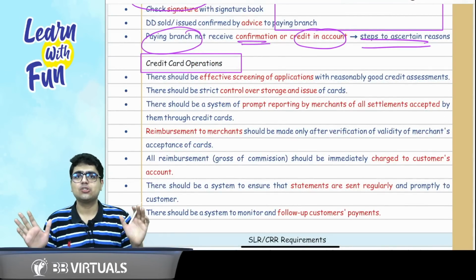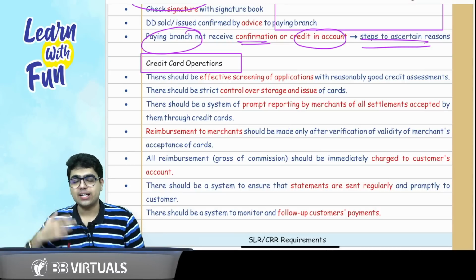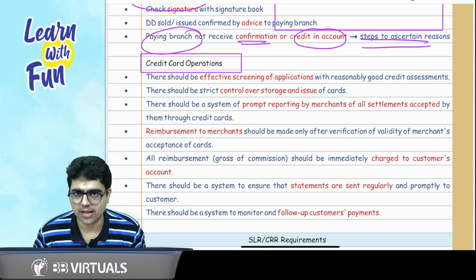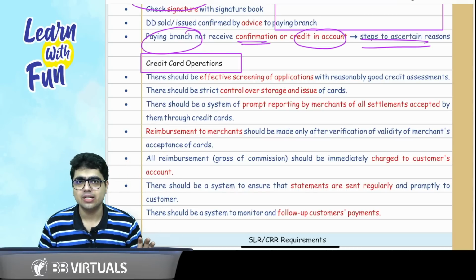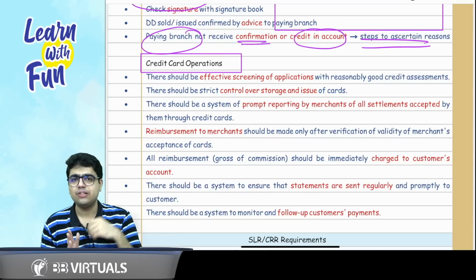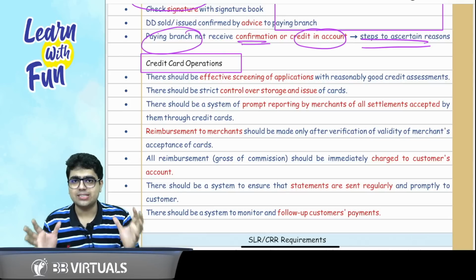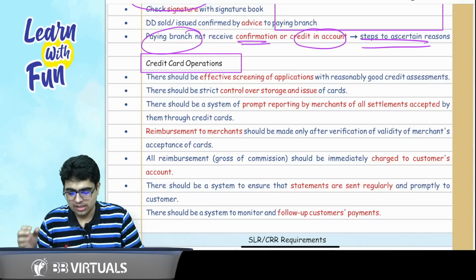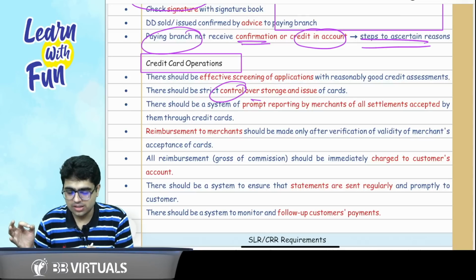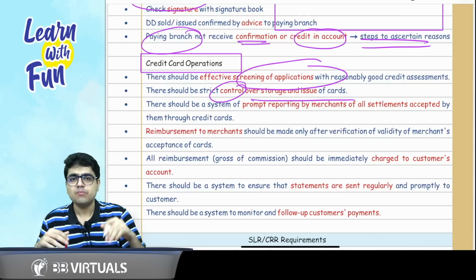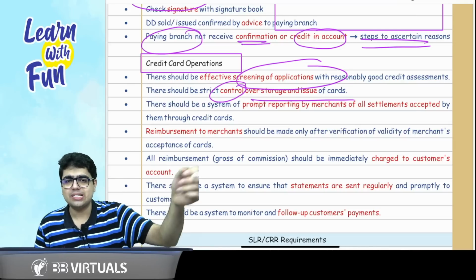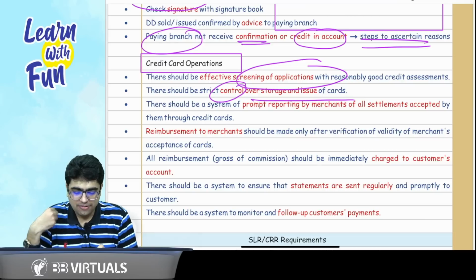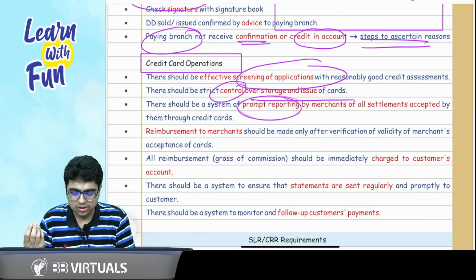So credit card operations talks about what? Whenever I need to get a credit card, I need to give my application to the bank. So first of all, the bank will do the screening of the application. When it is done with the screening, it will issue a credit card out of the stationery of all the cards maintained by it. So there should be proper control over the storage and issue of cards. Once they have given me the card, I will go to the merchant and swipe the card. So whenever I swipe the card, prompt reporting should be done to the bank.